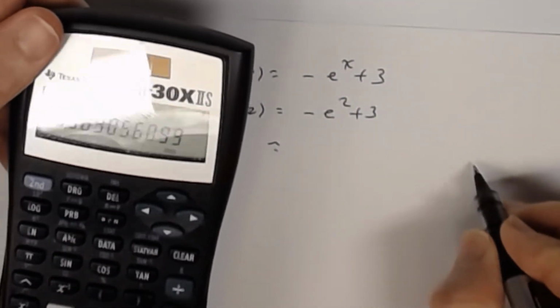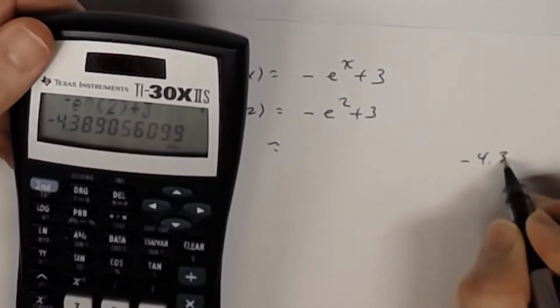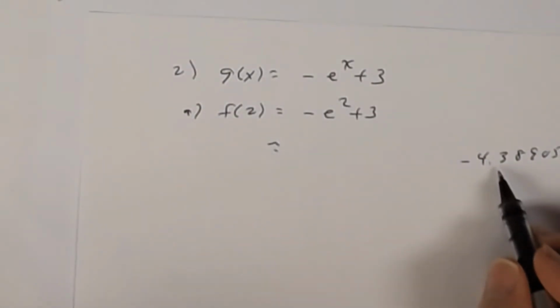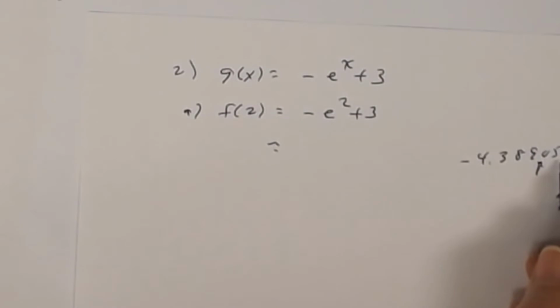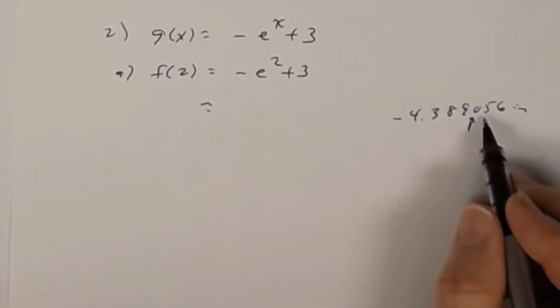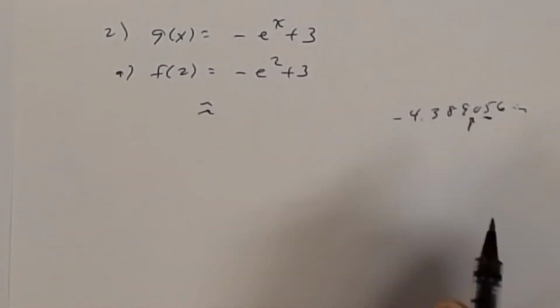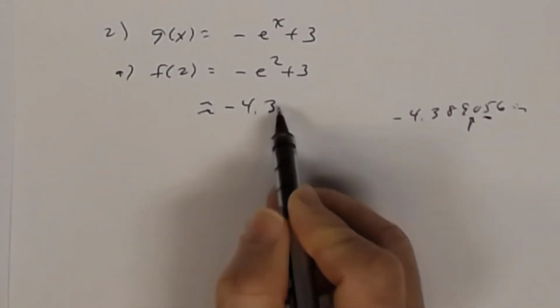So I get negative 4.389056, and so on. So the 4 decimal places, 1, 2, 3, 4, that's this. Since this 100 thousandths digit is 5 or greater, then the 0 becomes 1. So this becomes approximately equal to negative 4.3891.